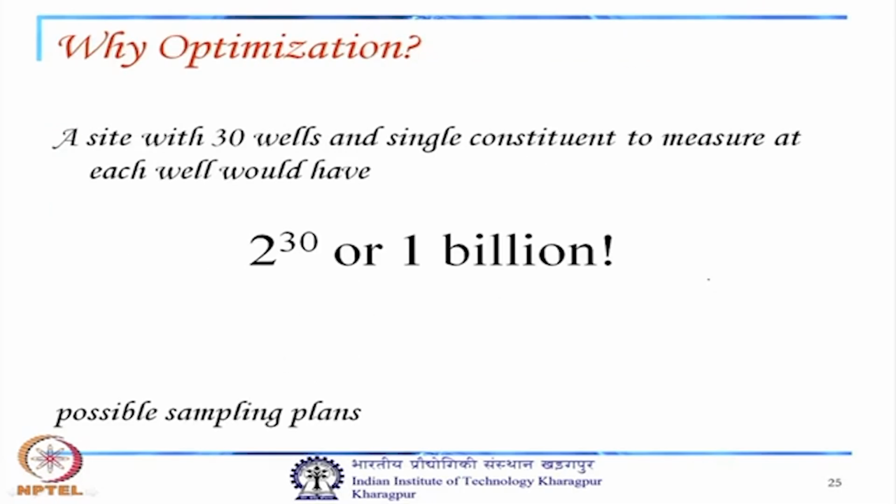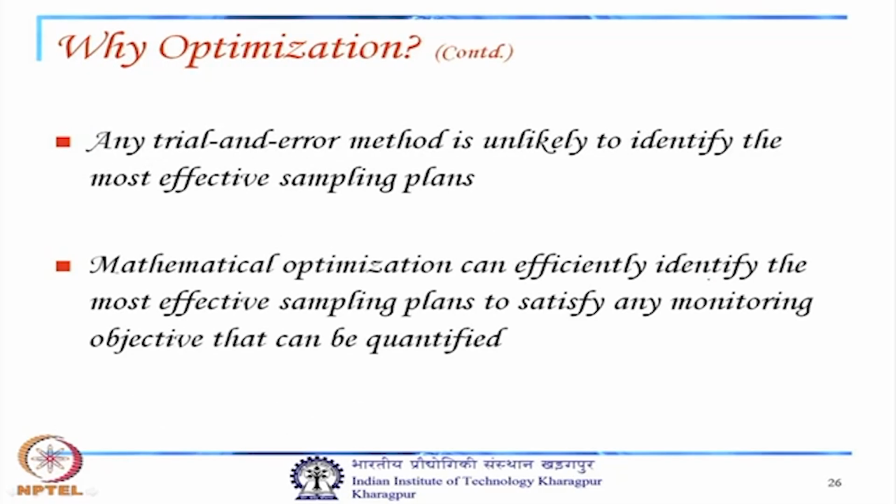So, a site with 30 wells and a single chemical constituent to measure at each well would have 2 to the power 30, or 1 billion, possible sampling plans, either 0 or 1, either 0 or 1, whether to monitor or not to monitor. That way we have 2 to the power 30 solutions. So, any trial and error method is unlikely to identify the most effective sampling plan. So, mathematical optimization can effectively identify the most effective sampling plans to satisfy any monitoring objective that can be quantified.